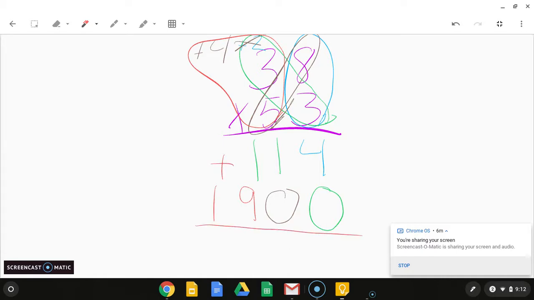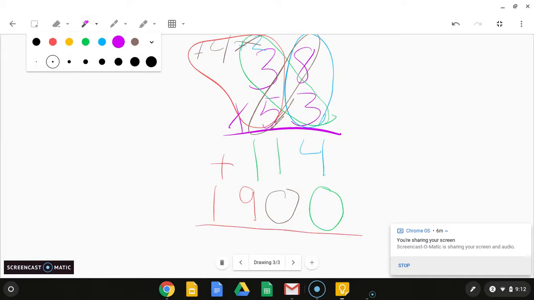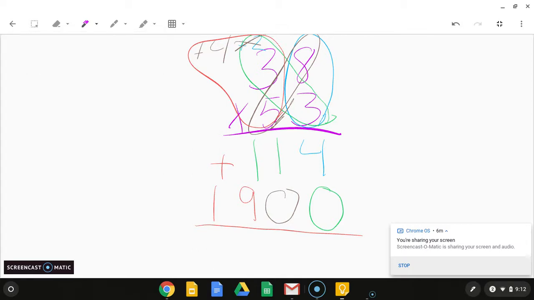So now we have to add. And I'm going to go back to my purple. All right. 4 plus nothing is going to give us 4. 1 plus nothing is 1. 1 plus 9 is 10. We put our 0 here. We carry our 1. 1 plus 1 is 2.